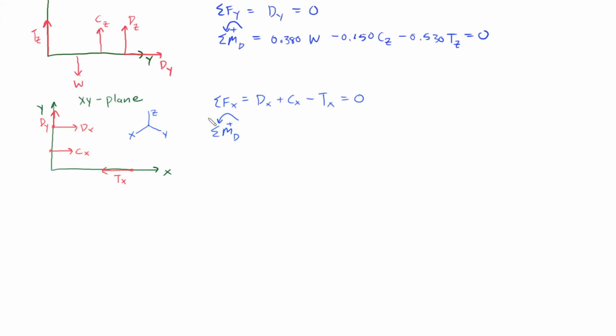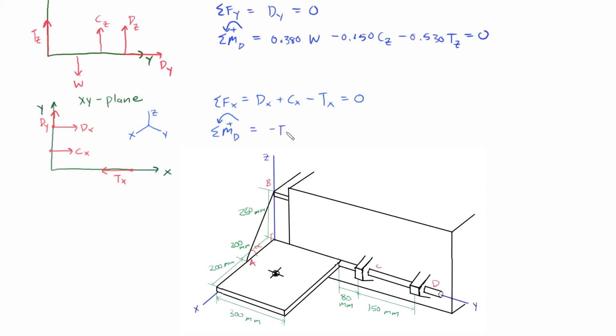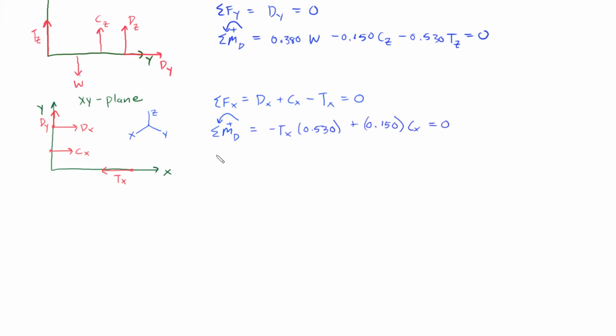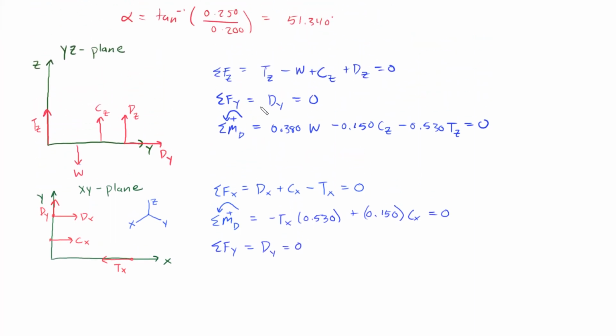Once we have that, we can finish this moment equation. This is going to be negative Tx times 0.530 plus 0.150 Cx, and that's going to equal 0. We could do the sum of forces in y again, but that's going to be a redundant equation because the only force acting in the y direction is Dy, and we said that's already equal to 0 as shown right here. We can write this again if you really want to, but it's not necessary.